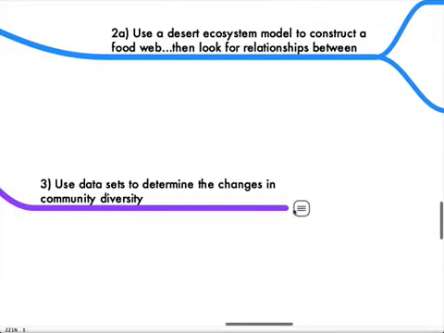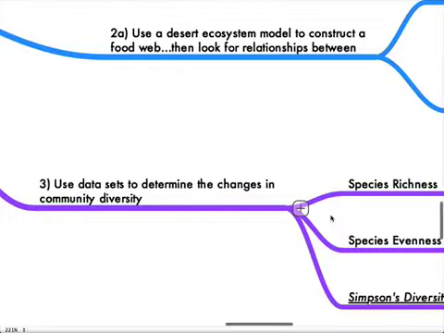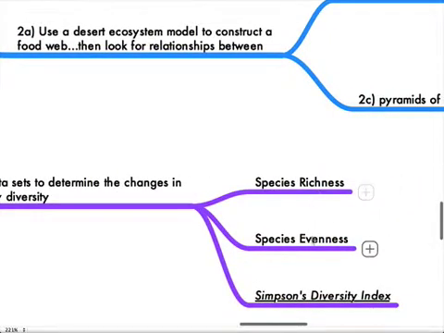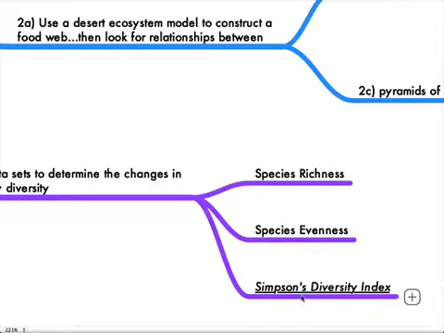And then we're going to start working with real data sets, both from this desert ecosystem and from another simulation called Survival of the Sweetest, where we will calculate species richness, species evenness, and then we will all calculate the Simpson's diversity index.